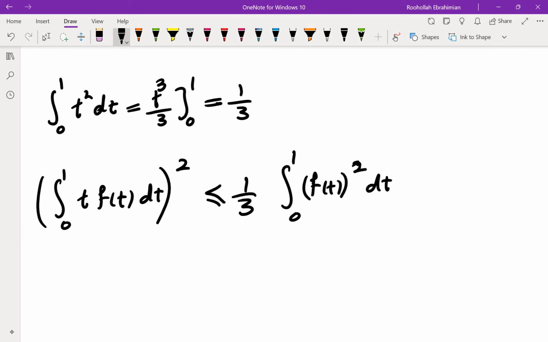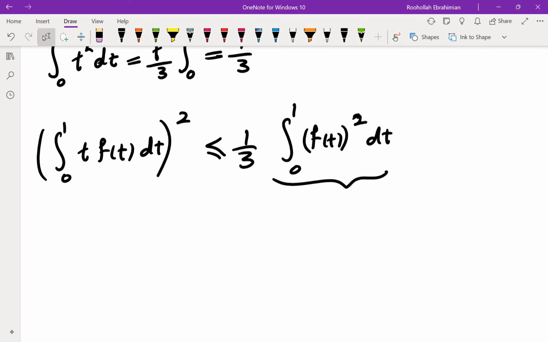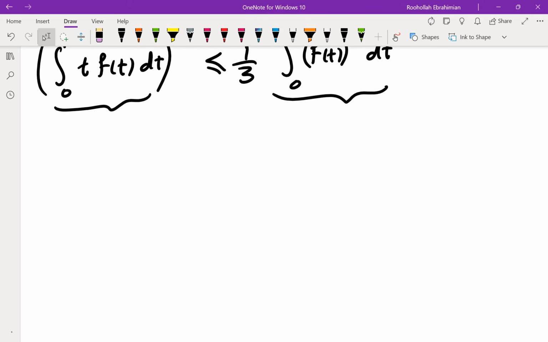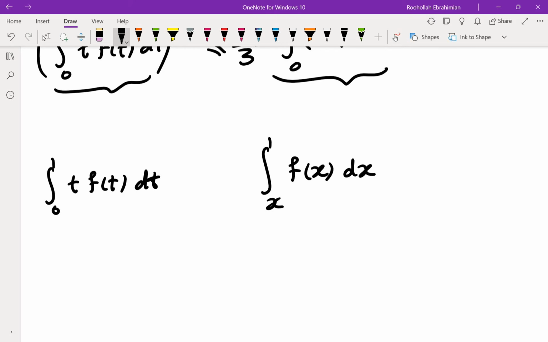Okay, so this side is exactly what we wanted to evaluate. What we wanted to show is greater than or equal to 1/3. This side, not quite what we want. Now, if you look at the integral from 0 to 1 of t f(t) dt, the question is, is there any way I can relate this to the given inequality, to the given integral, which was the integral from x to 1 of f(x) dx?